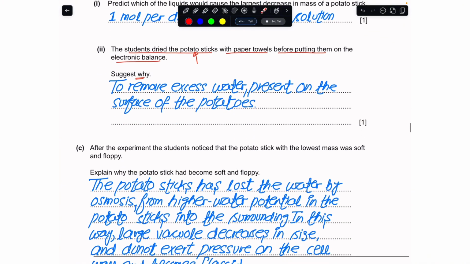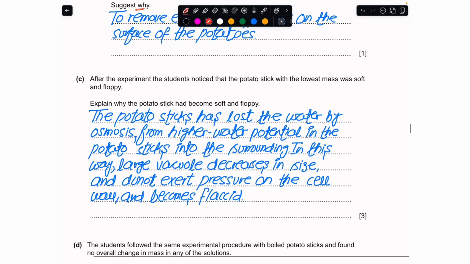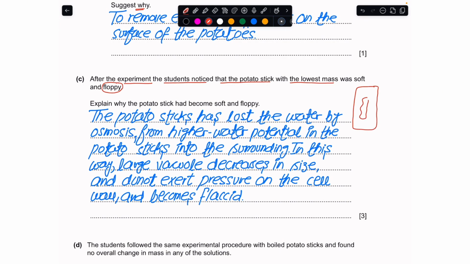Now, moving onward, they say that after the experiment, the student noticed that the potato sticks with the lowest mass were soft and floppy. When the potato sticks have become soft and floppy and have the lowest mass, it is very evident that they have lost water. The water has gone out of them into the surrounding solution, and as a result, their large vacuole decreases in size, and their cytoplasm also decreases in volume.